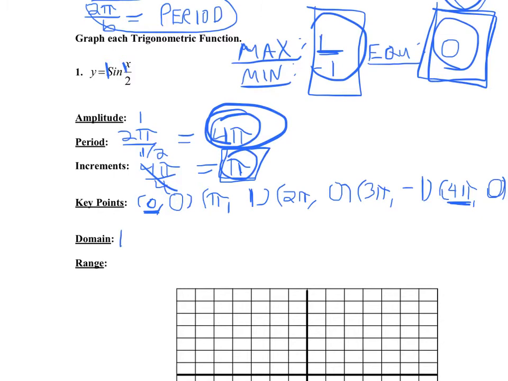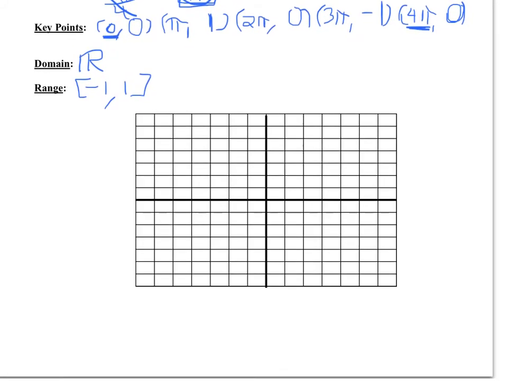Domain for all of these, it's always all real numbers. The range, you really can use your max and your min. So the range is just negative 1 to 1. Okay, then you have everything there to graph. So let's move this up. Okay, I'm going to graph this.